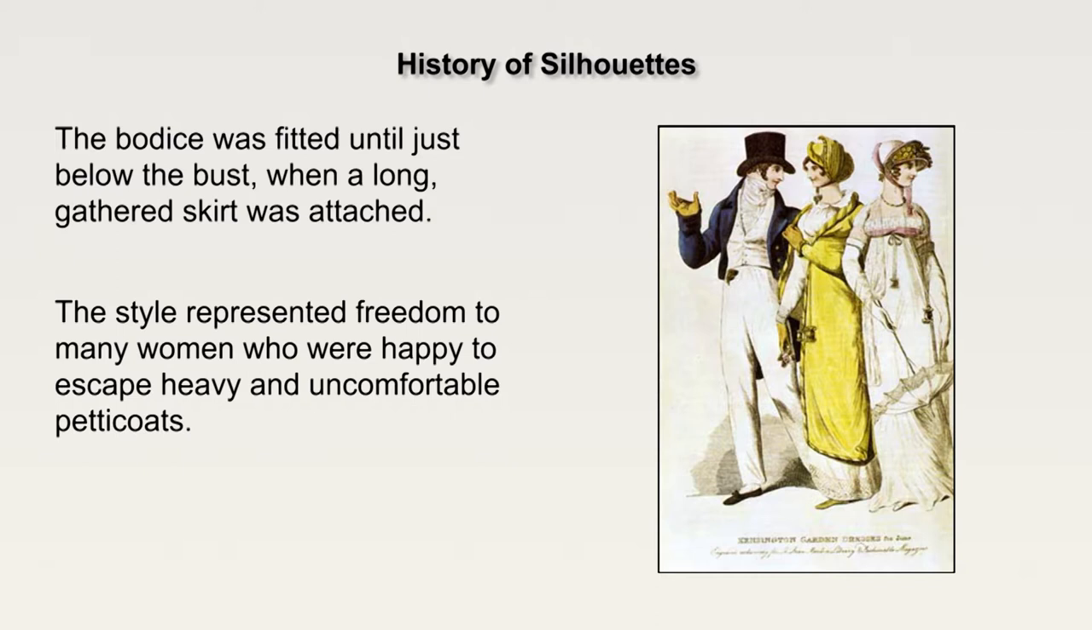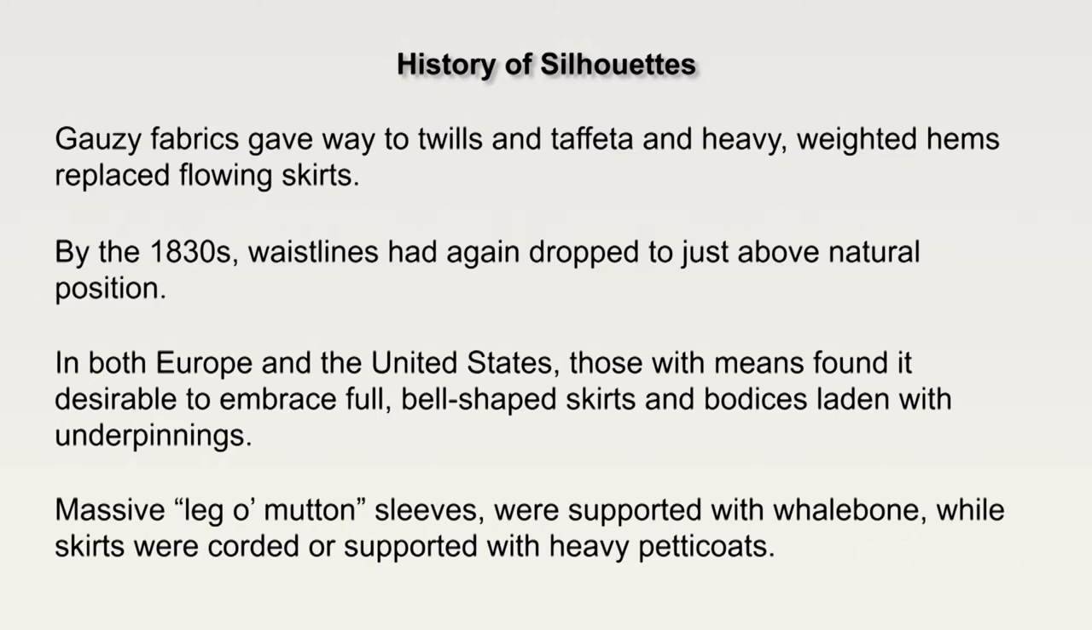The bodice was fitted until just below the bust, when a long gathered skirt was attached. The style represented freedom to many women who were happy to escape heavy and uncomfortable petticoats. Gauzy fabrics gave way to twills and taffeta, and heavy weighted hems replaced flowing skirts. By the 1830s, waistlines had again dropped to just above natural position.